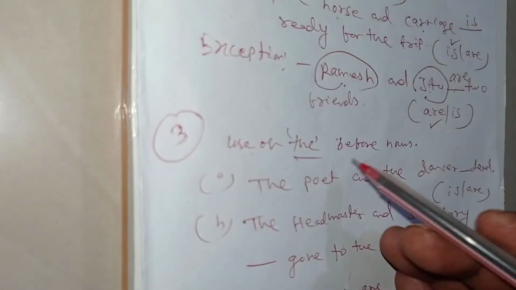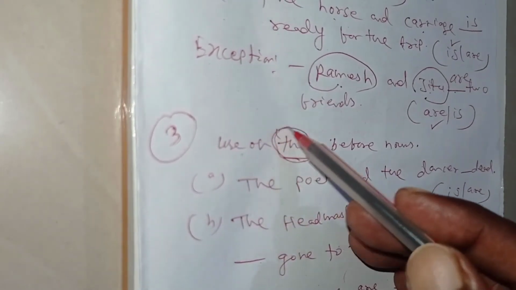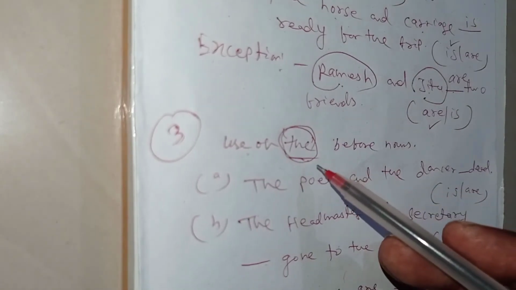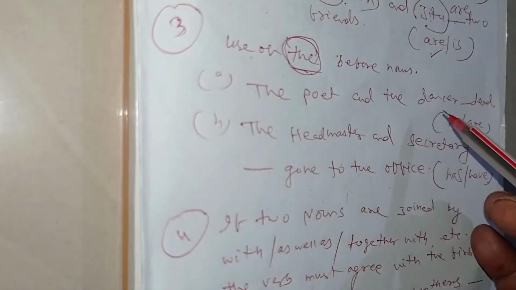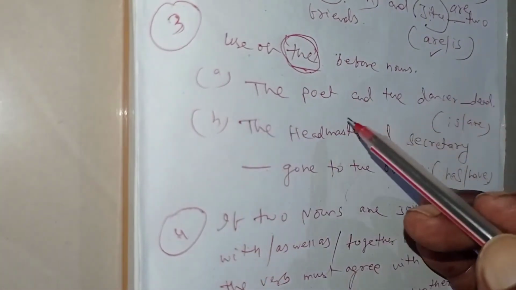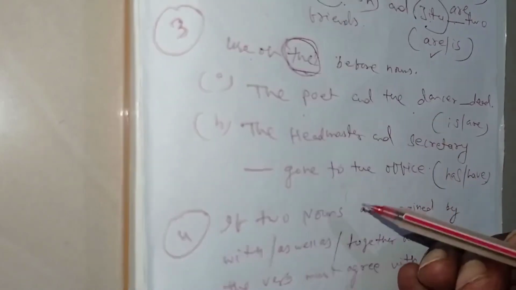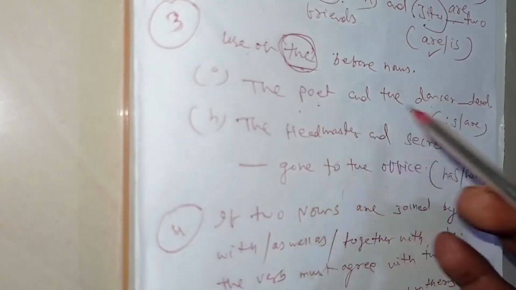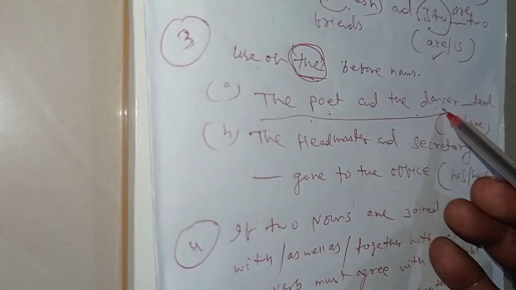Another very important thing you have to remember. Sometimes the use of the article the confuses us whether the nouns are singular or plural. You just see the sentences. I have written in number A: the poet and the dancer dash dead. Here you see, there are two nouns, the poet and the dancer. They are in the subject part, but they are singular nouns.